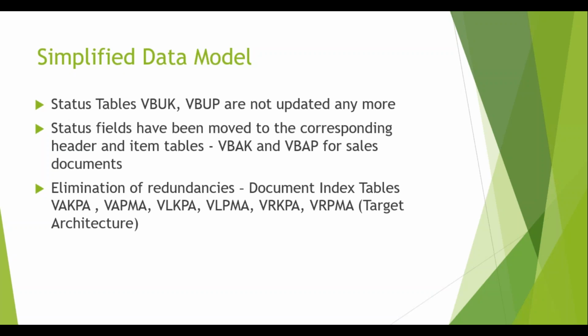Okay, so in short, let's say if I have 50 different fields in VBUK and VBUP, out of 50, 15 are relevant to sales order, so they will move to the sales order table. 20 are relevant to, let's say, delivery, so they will be moved to delivery, and the remaining fields are relevant to billing, so they will be moved to the billing document. Same thing is written here. Status tables VBUK and VBUP are not updated anymore. Status fields have been moved.